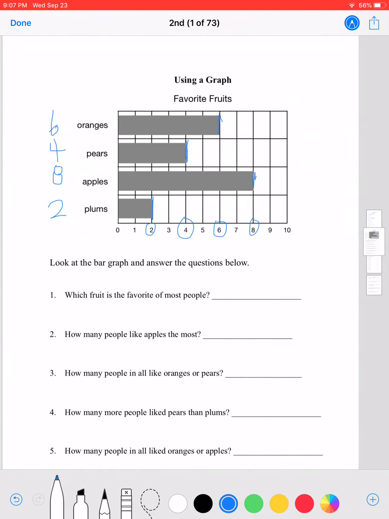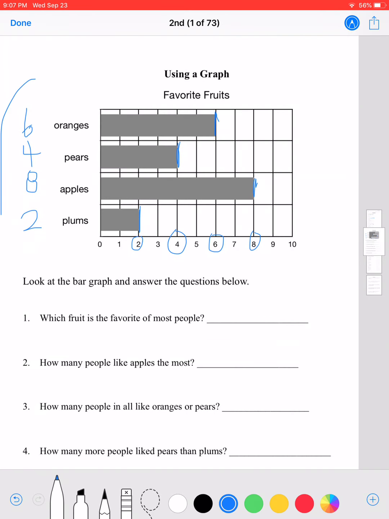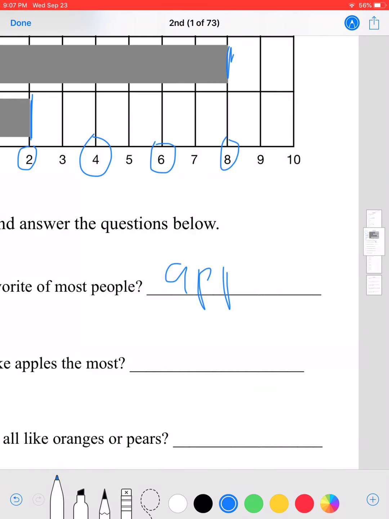So we'll go over a few of these. Which fruit is the favorite of most people? If you look at the bar, you can see which one is the furthest out, which is the apples. Or you can look at the numbers right here. The biggest number is 8, which is apples. So the answer is apples. Sorry, it's a little messy.